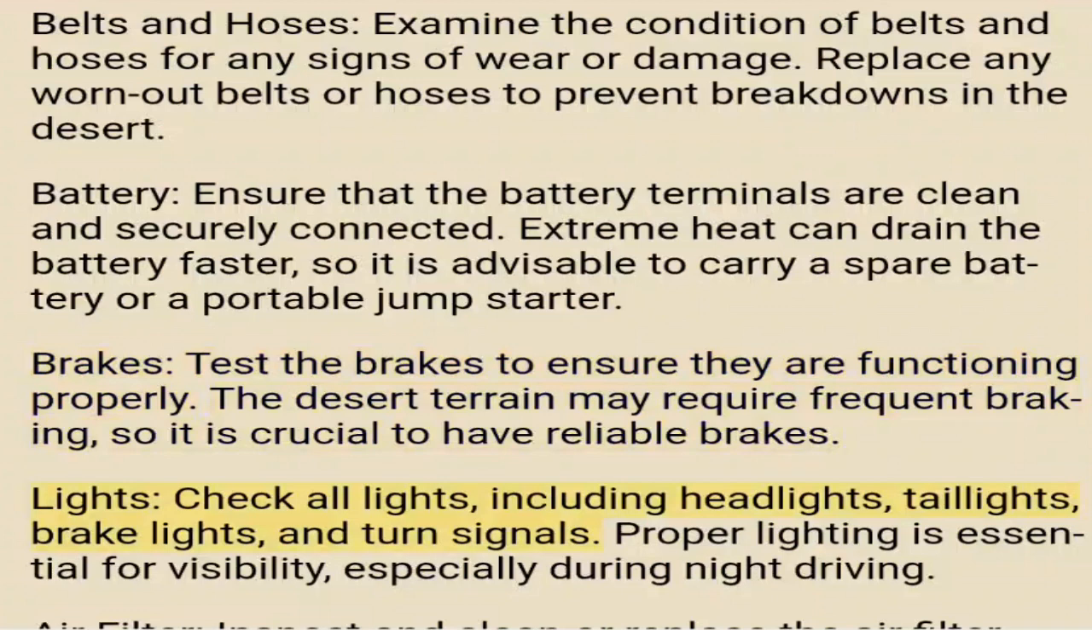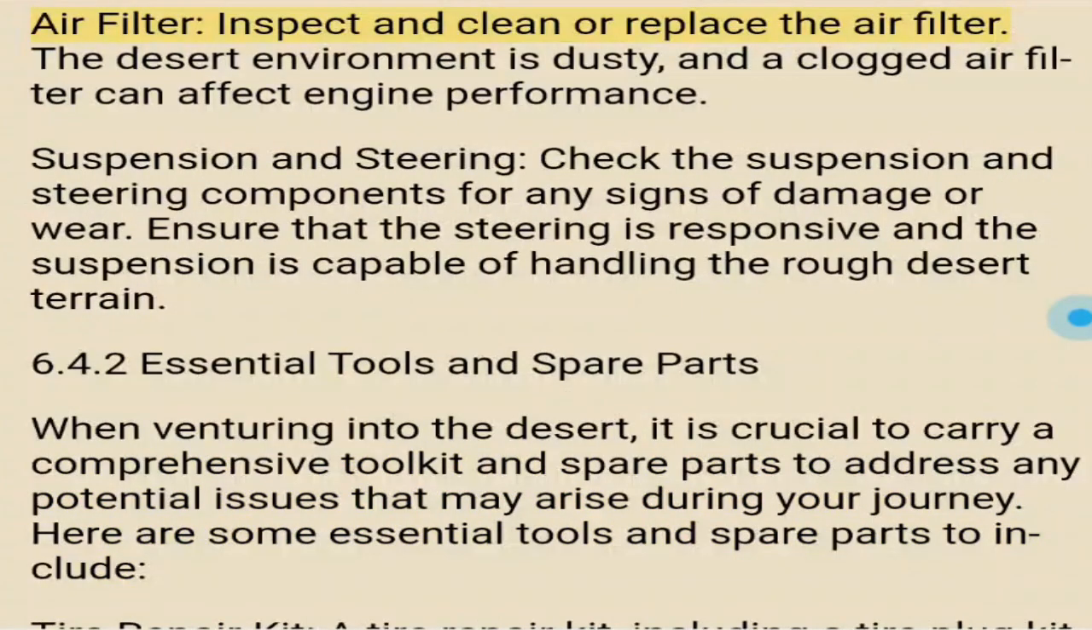Lights. Check all lights, including headlights, taillights, brake lights, and turn signals. Proper lighting is essential for visibility, especially during night driving. Air filter. Inspect and clean or replace the air filter. The desert environment is dusty, and a clogged air filter can affect engine performance. Suspension and steering. Check the suspension and steering components for any signs of damage or wear. Ensure that the steering is responsive and the suspension is capable of handling the rough desert terrain.